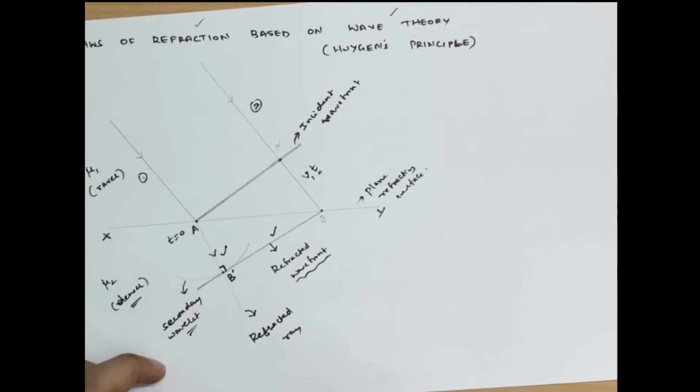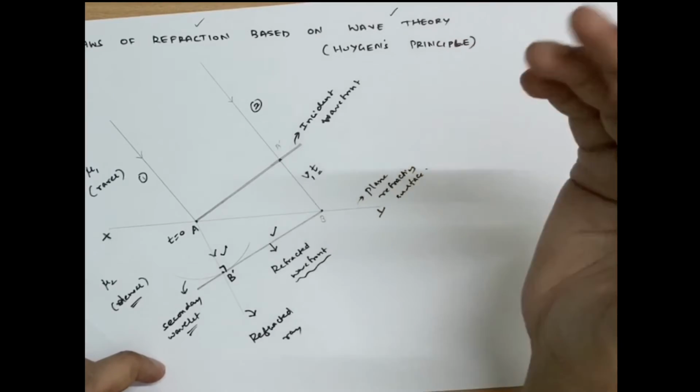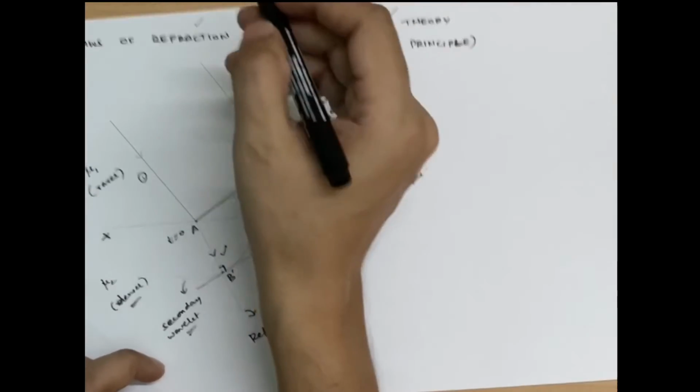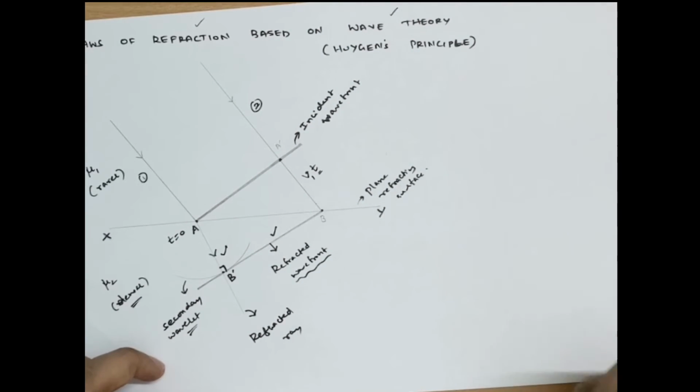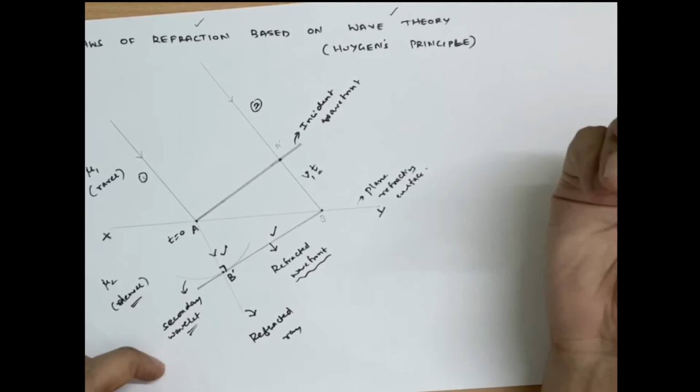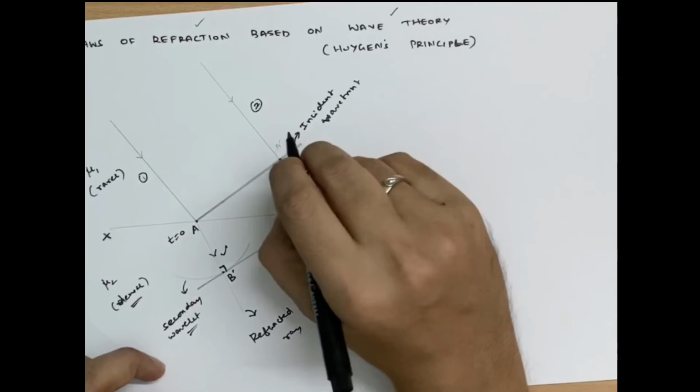Once we do all these things, our work is to prove Snell's law. We know that the law of refraction is like this: the ratio of the sine of the angle of incidence to the sine of the angle of refraction is equal to the ratio of the refractive indices in both the media.